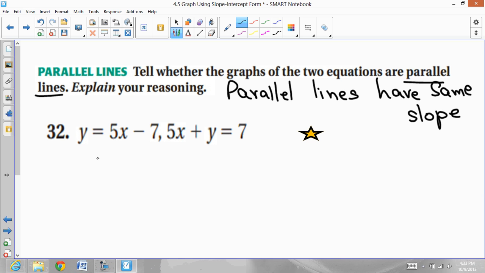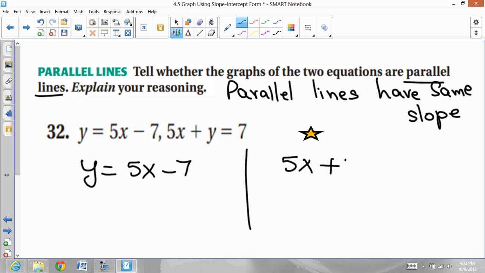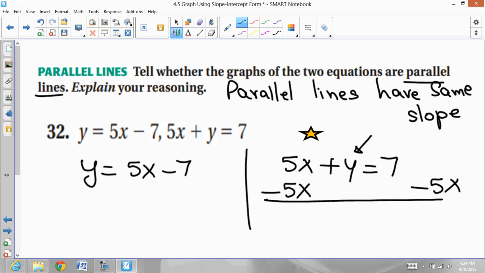So now I have two equations. My first equation is y is equal to 5x minus 7, which is perfect. Now I'm looking at my second equation, which is 5x plus y is equal to 7. There is nothing I can do to find the slope until I get the y alone, which is rearranging the equation. So I need to move this to the other side by doing the opposite. The sign before the 5x is positive, so I go in with negative 5x on this side and negative 5x on this side. 5x and negative 5x cancel out, so I just have y is equal to 7 minus 5x.